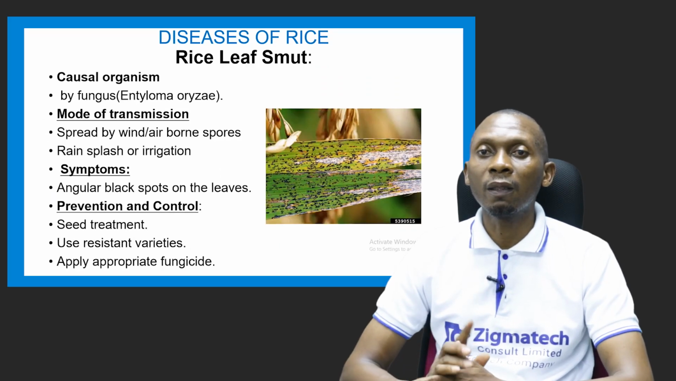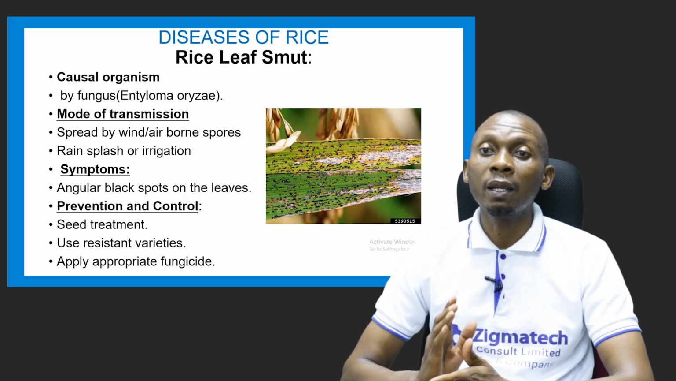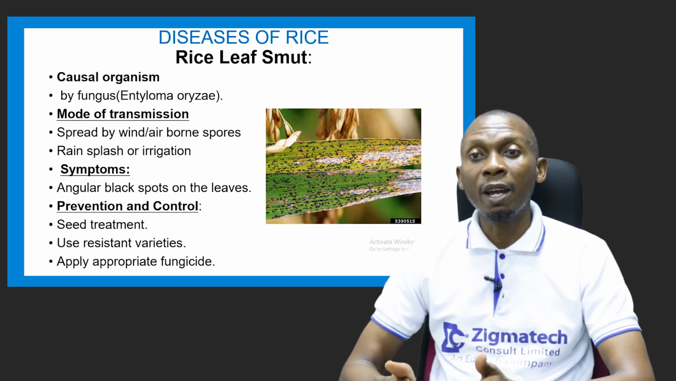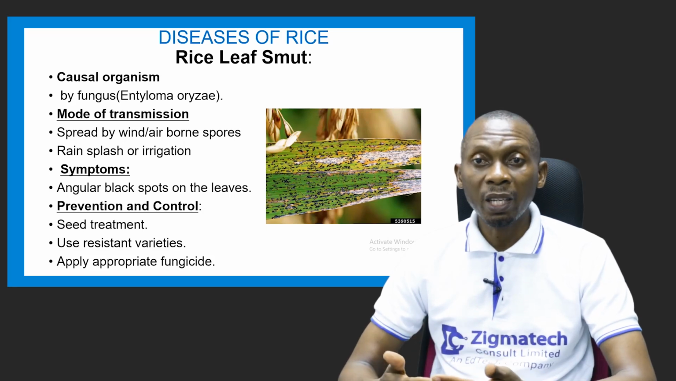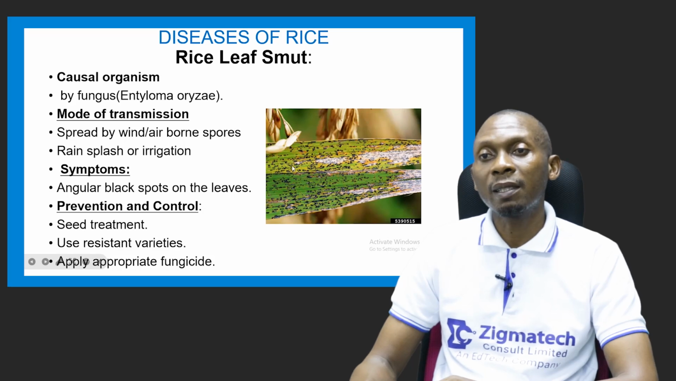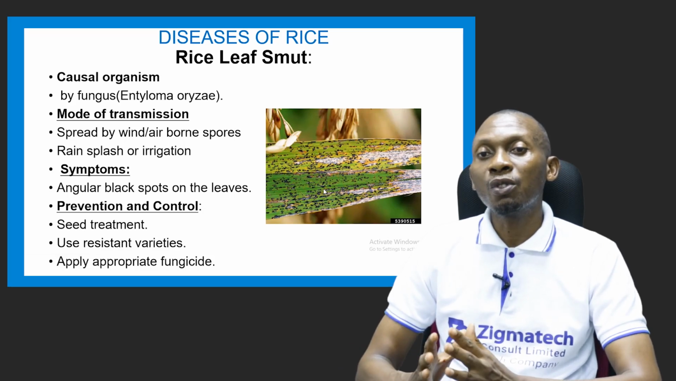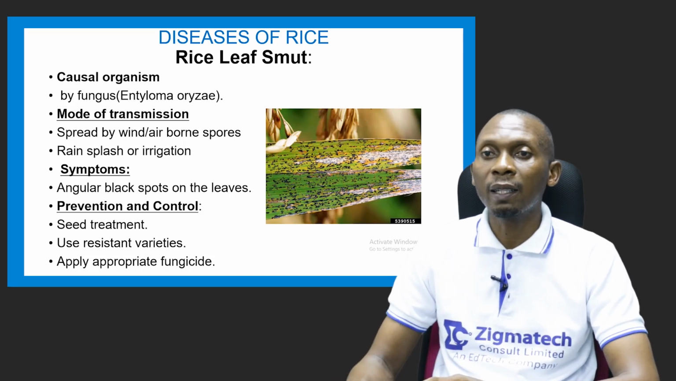Rice leaf smut is another fungal disease, and it's caused by the fungus Entyloma oryzae, and is transmitted by wind or airborne spores, as well as rain splash or through irrigation. Now, the symptoms here are angular black spots, which are seen on the leaves. You can see from the picture there the angular black spots on the leaves, and it is prevented by seed treatment, as well as the use of resistant varieties, as well as applying appropriate fungicides.